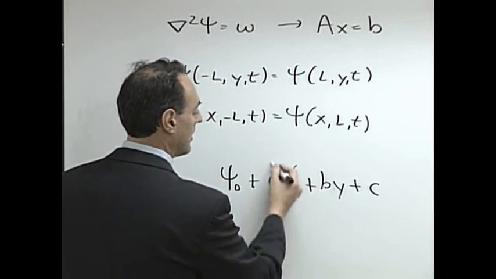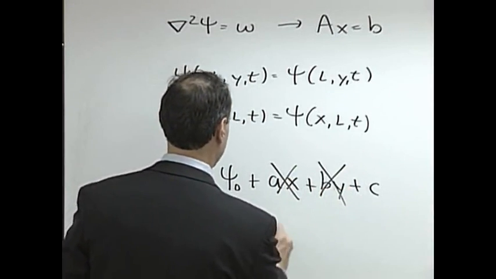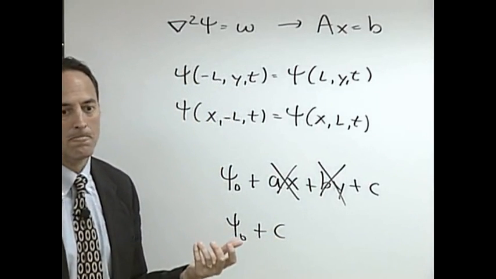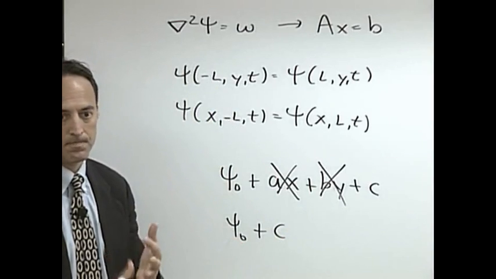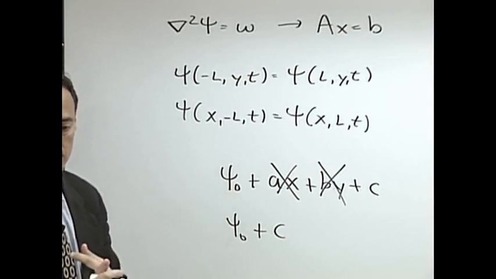And by the way, it does take away these two. So periodic boundary conditions say that you can't have that. But you still have this. You still have a constant you can pick, and you can't nail it down. The boundaries don't take care of it. The equation doesn't take care of it. So you have an infinite number of solutions.